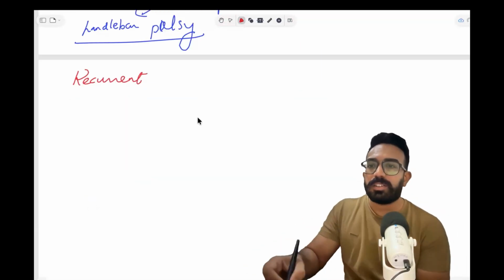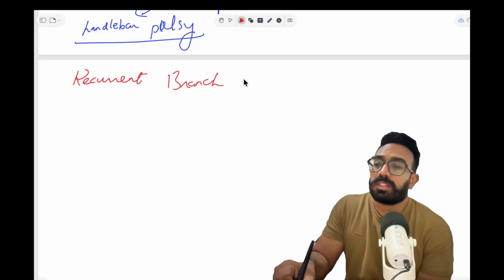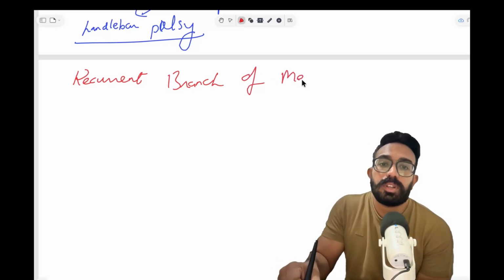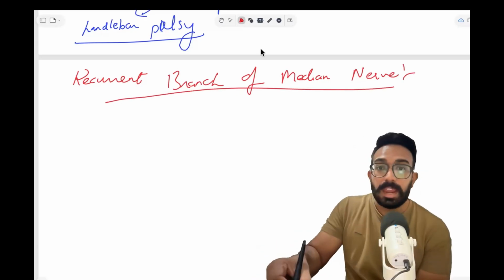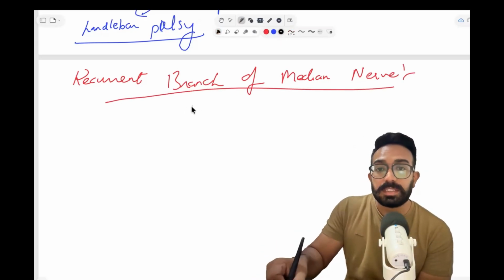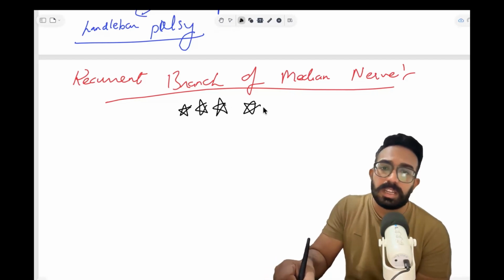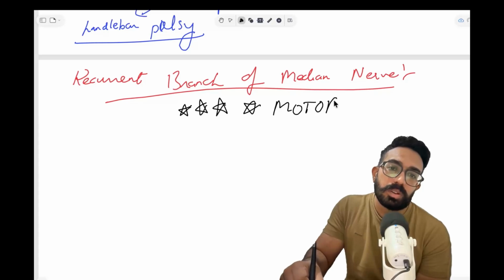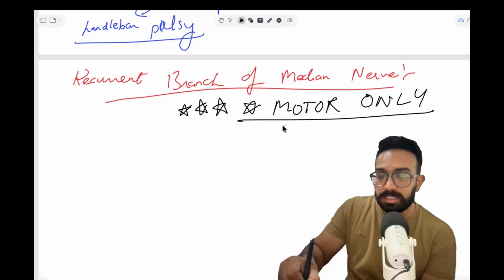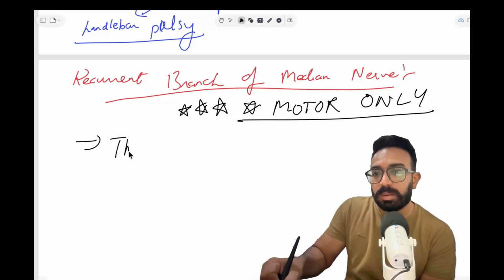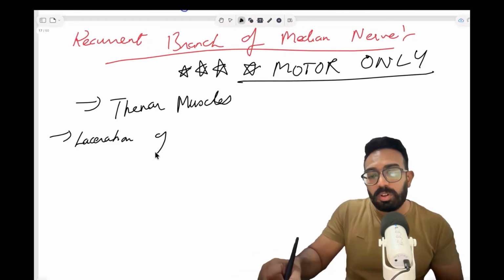Finally, the last nerve, the recurrent branch of the median nerve. This needs a separate discussion in itself, because of some features which are unique to it. And the most unique and high yield thing which examiners like to test, again I'm saying it's really high yield, is that it is motor only. It does not have any sensory supply. Its motor supply is to the thenar muscles, and injury is by laceration of the palm.